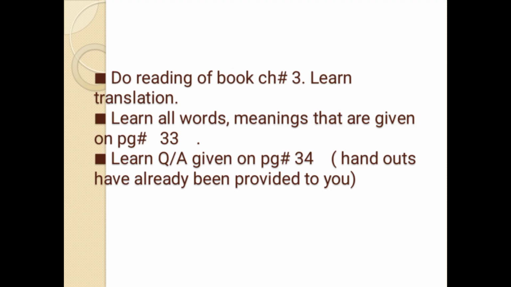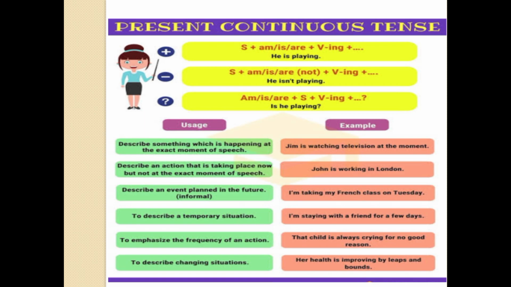So when you have gone through all the topics from this chapter number 3, it will be easier for you to attempt your Google test. Then you have to revise some tenses like present, past, and future. You will go through the branches of continuous, perfect, and perfect continuous. You can see I have shared many slides with you.